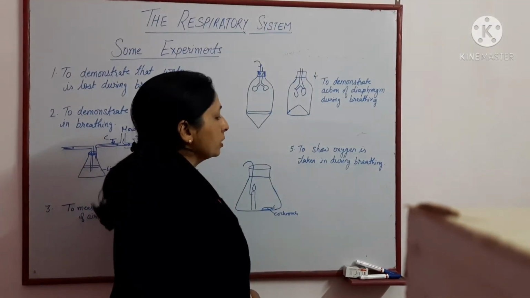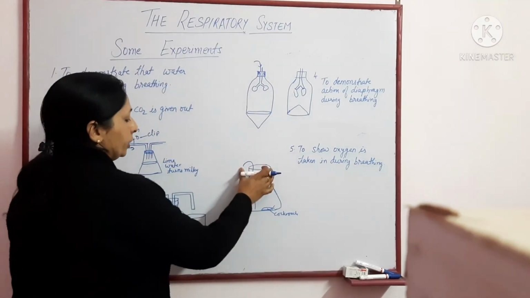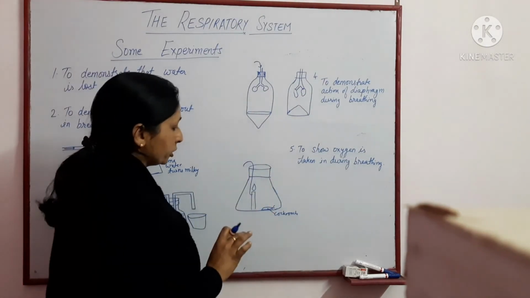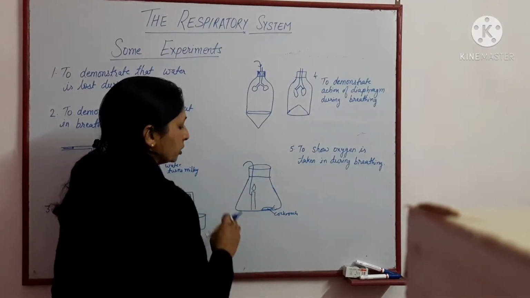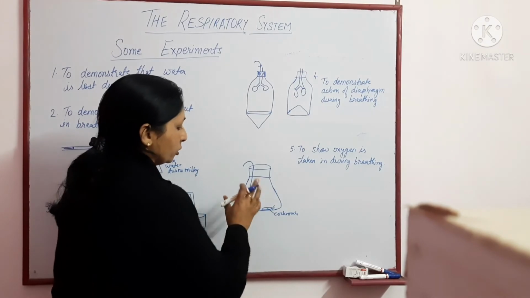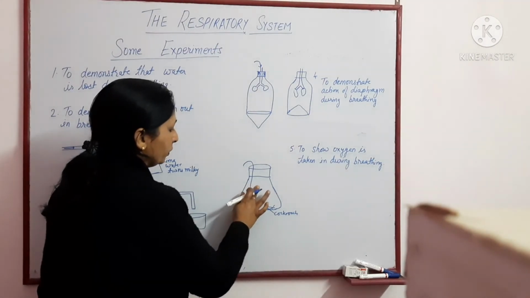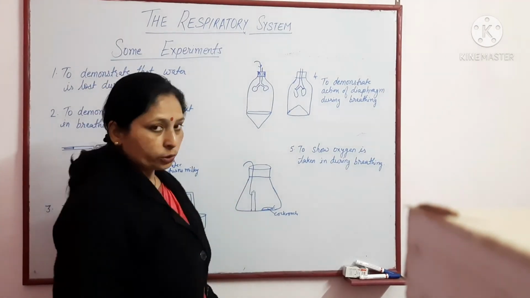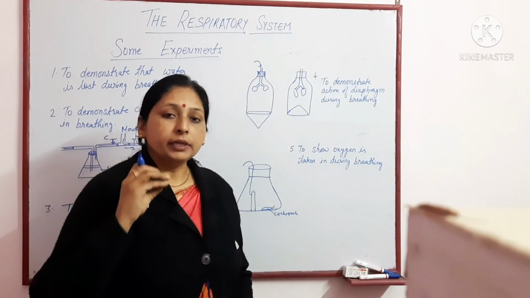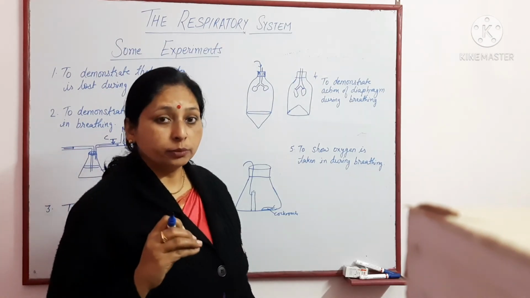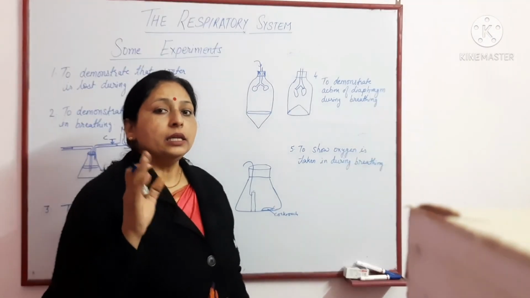Next is to show oxygen is taken in during breathing. What we have done is taken a conical flask, a candle and a cockroach. What do we observe? After some time, while the candle was burning, the cockroach was living there. But after some time, the candle gets extinguished, because of the carbon dioxide released by the cockroach during the breathing process. CO2 is an extinguisher of fire, so it makes the candle go out.